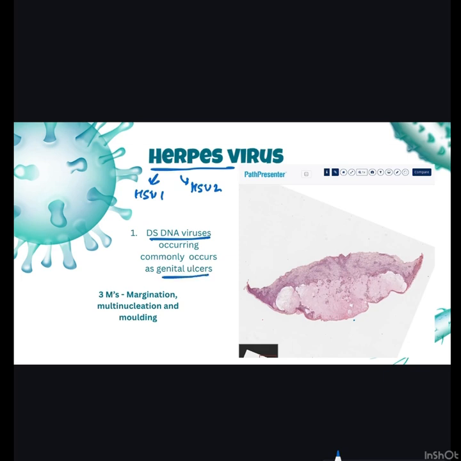Histopathologically, there are three very important features which a herpes virus will show on microscopy: margination, multinucleation, and molding. Margination is chromatin margination, and the nucleus will show multinucleation as well as molding. In order to better understand the microscopic features, let us look at this video.